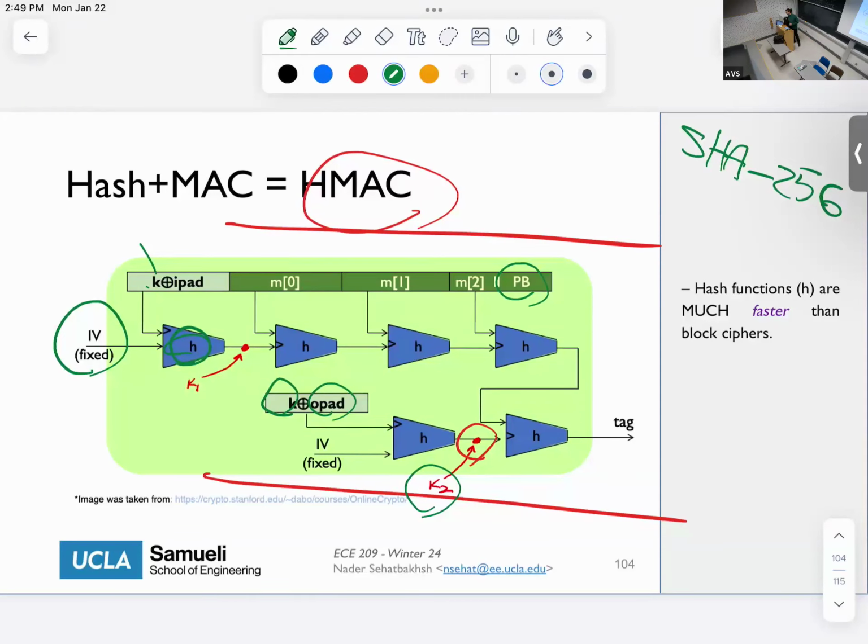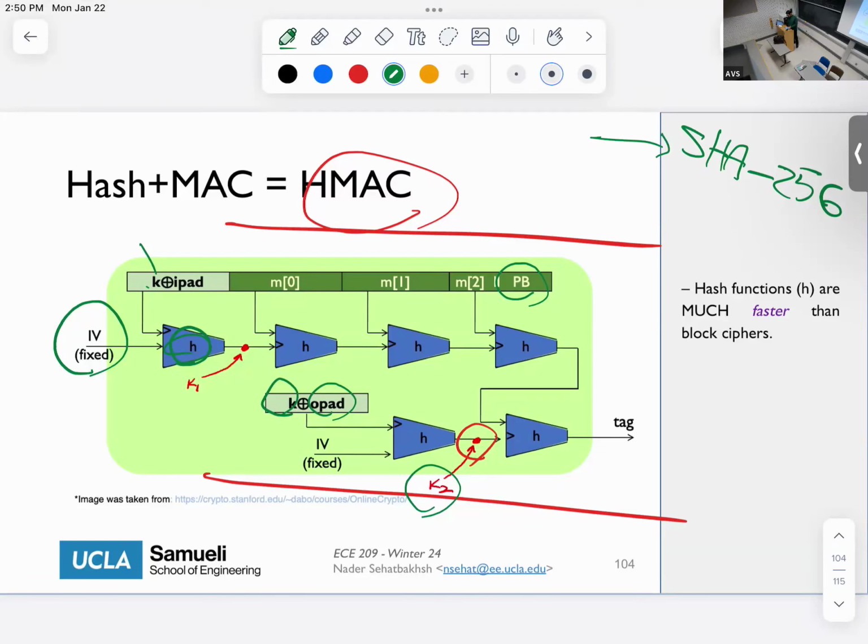Can you clarify again why H is faster than F? The question is why H is faster than F. If you look, for example, into SHA, you will see that, again, the nature of operations is very simple. It's a few operations, it doesn't require 10 rounds of columns and mixing and all those things. That's really what it does. Just simple operations, fewer operations, simpler operations.